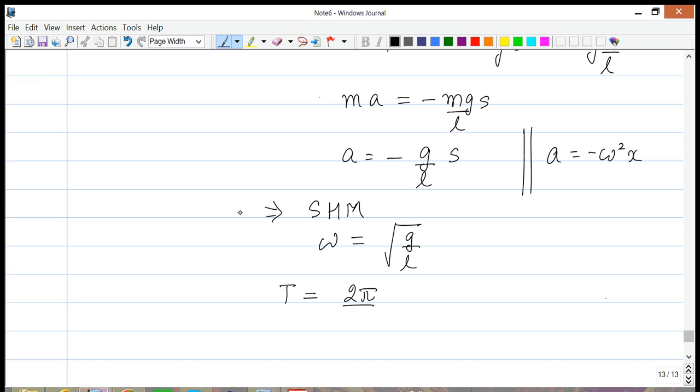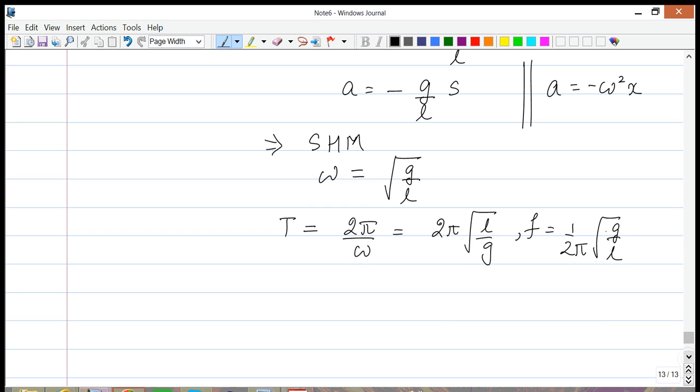T happens to be 2 pi over omega, which is 2 pi times square root L over g, and the frequency f is equal to 1 divided by T, which is 1 over 2 pi times square root g over L. Now something interesting goes on. This time period is only dependent on the length of the string and the acceleration due to gravity. It is independent of the mass. So if instead of a 1 kg block I put a 10 kg block and do the same thing, the time period is going to remain the same.